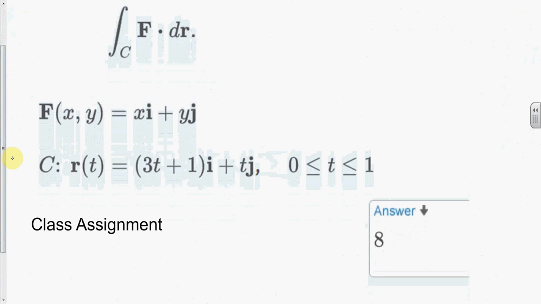Good, Lewis, you got it? Good, good. Matthew? Good. Jackson?